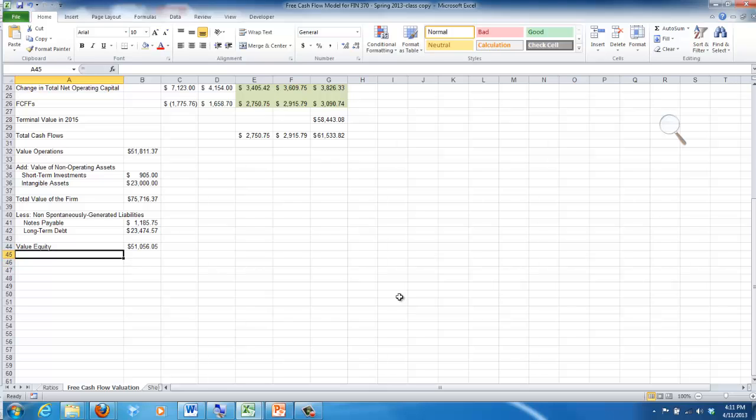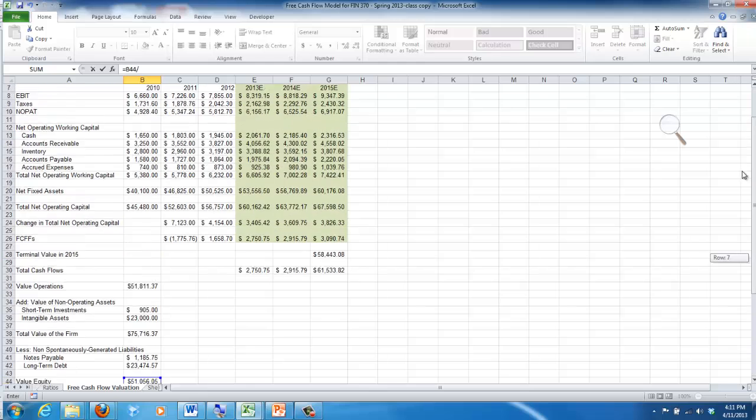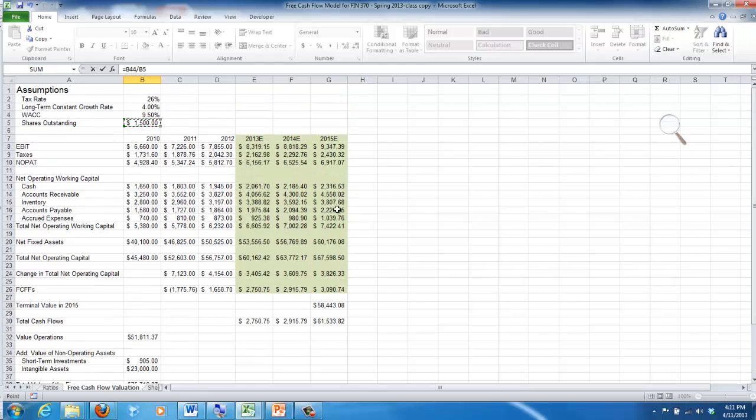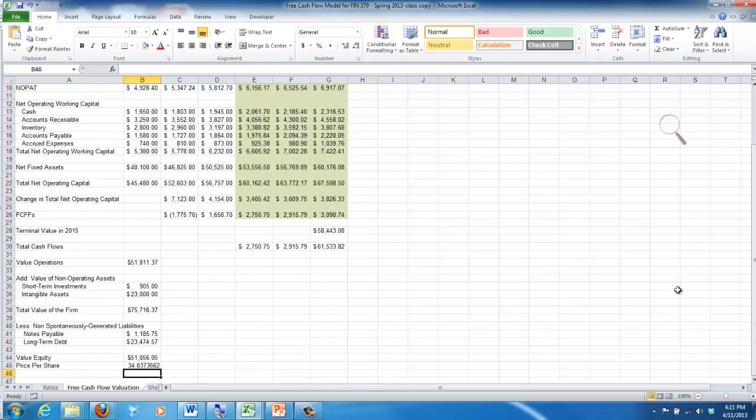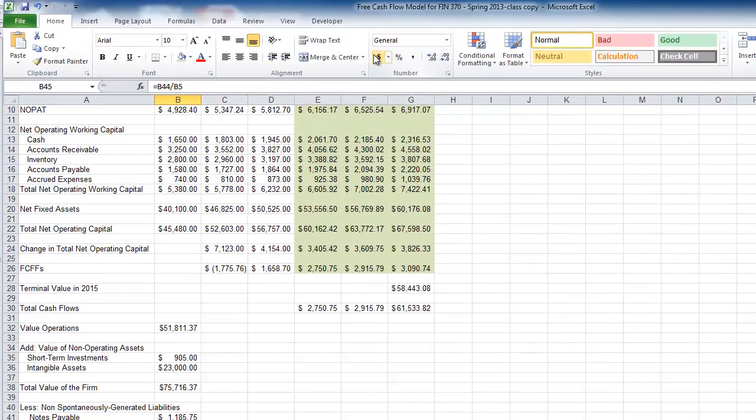The price per share is pretty simple to calculate. We just take the equity value and divide it by the number of shares outstanding. So our shares outstanding were 1,500. So we get a price per share of $34.04. I hope that makes sense for you. I'm going to save that now, and then I'm going to do a few adjustments.